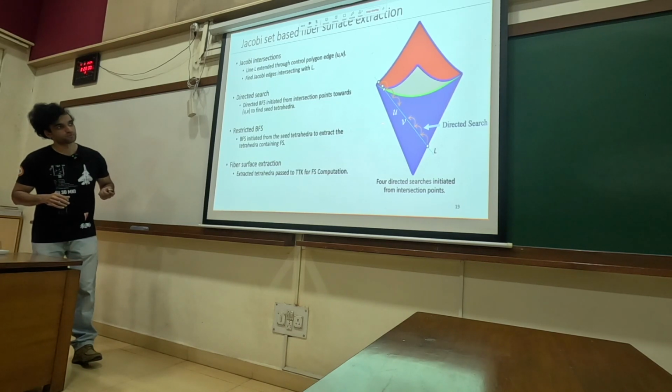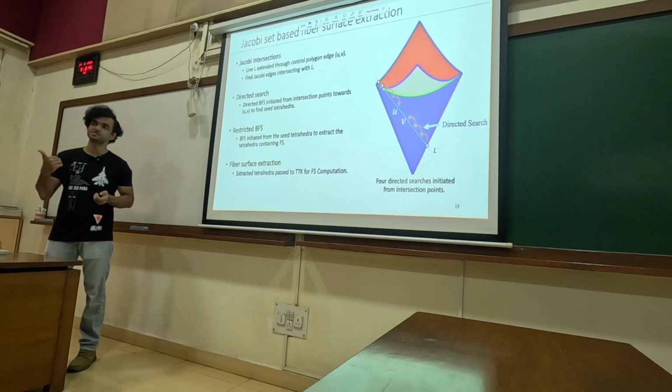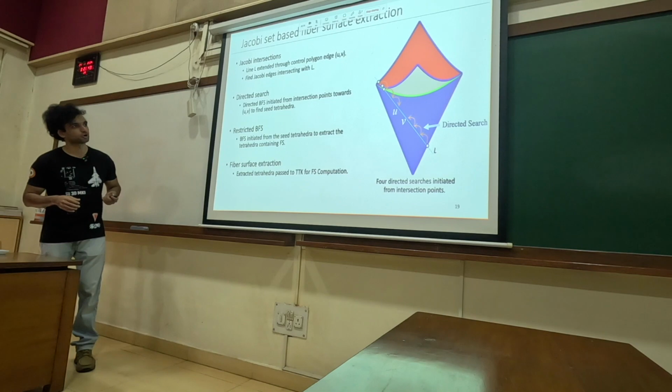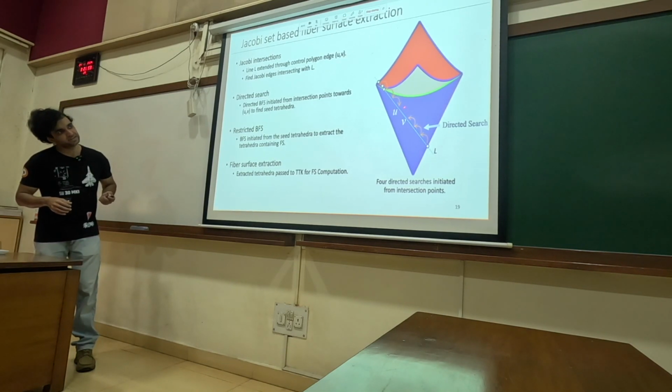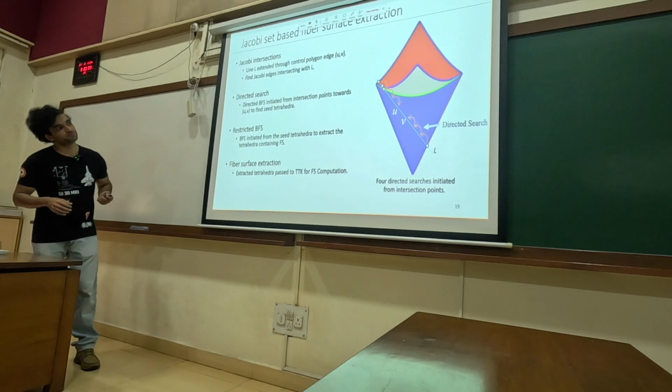So our first challenge here was to identify the fiber surface corresponding to control polygon edge UV. And our challenge was to identify the nearest Jacobi edges that can help us to move faster towards this control polygon edge inside the spatial domain. In the absence of this connectivity information, that is these sheets, it was a hard problem. And we solved that by extending a line through this control polygon edge and checking which of the Jacobi edges are intersecting with this particular line. So in this particular case, we were interested in identifying this green intersection with the green Jacobi edge and this blue one, and we are getting two extra, but for sure we are going to get the required fiber surface with some extra computation.